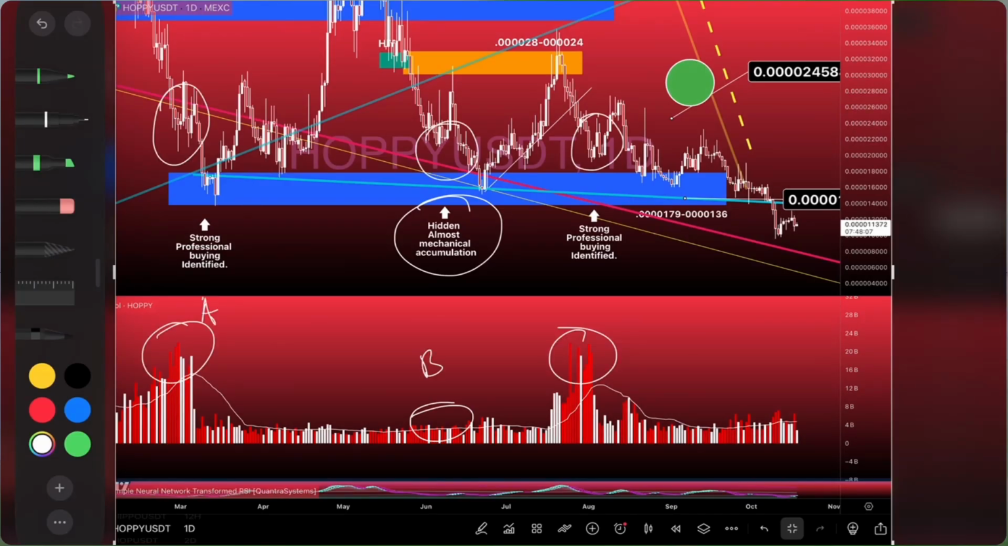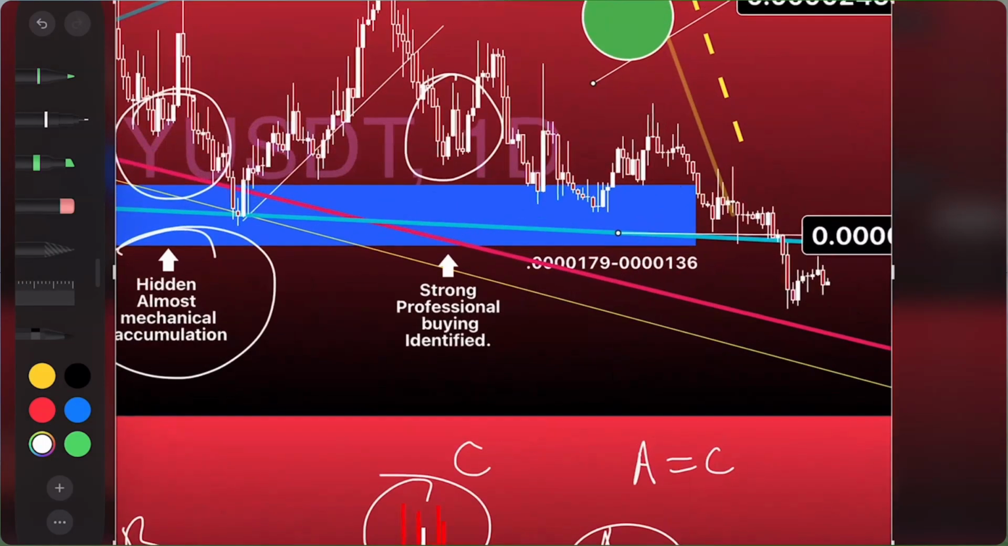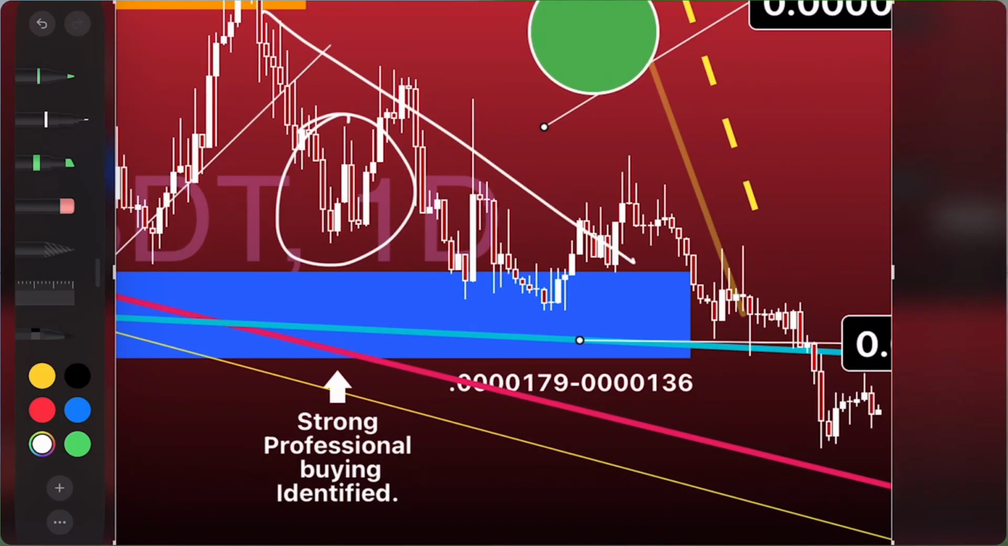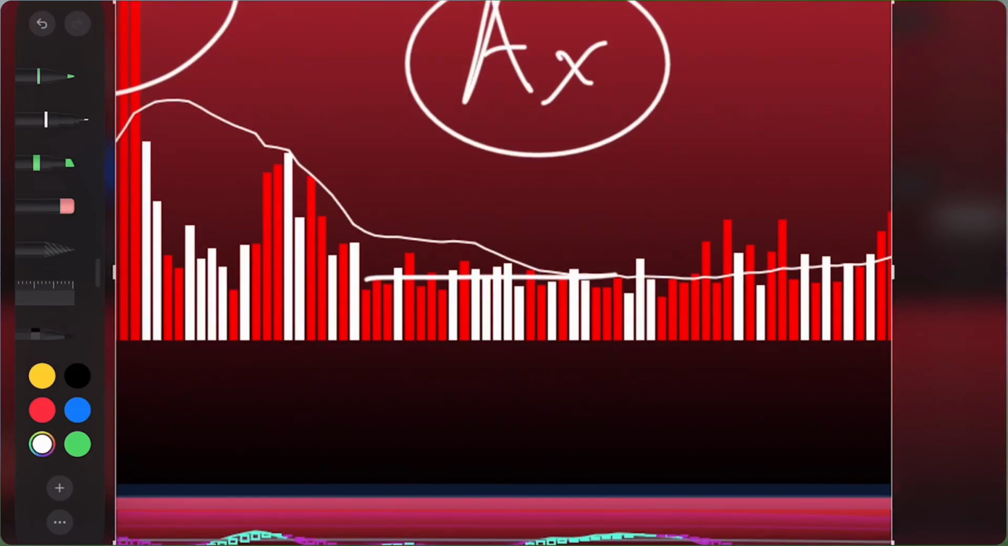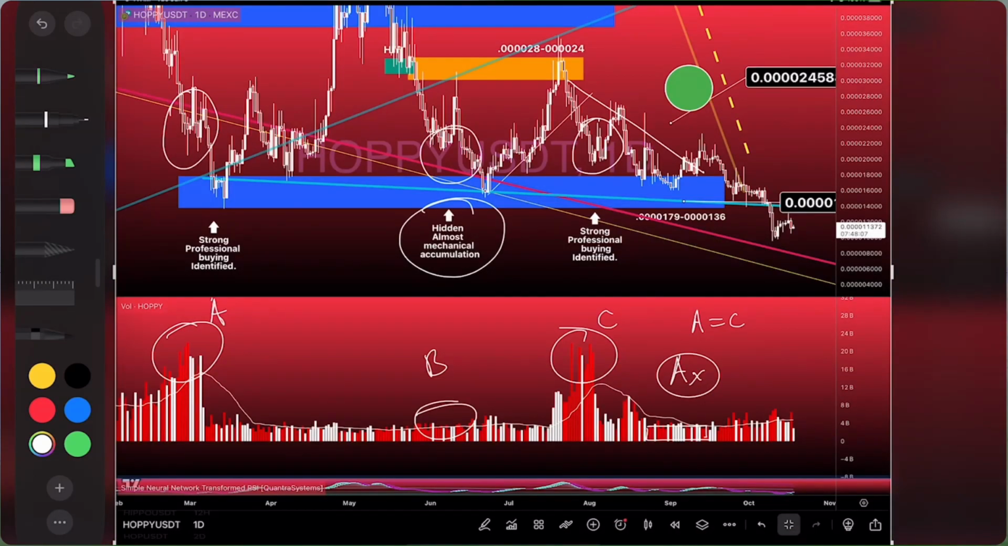A, B, C. A is equal to C. Absorption not complete, and the symbol I gave you is this one. Come on the next down move, I still see that very flat volume. That's interesting. It's the same as this last time.